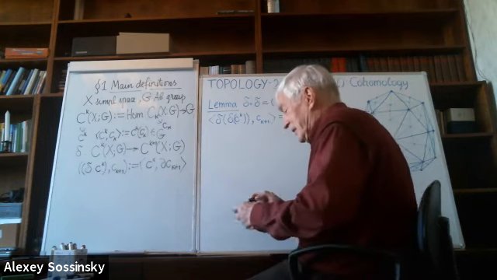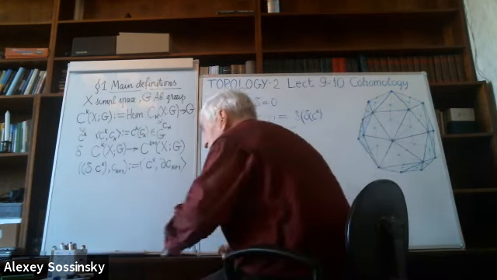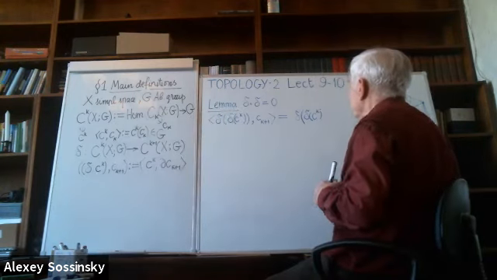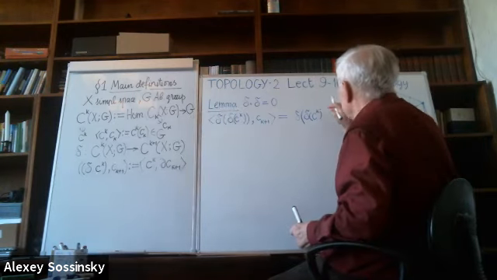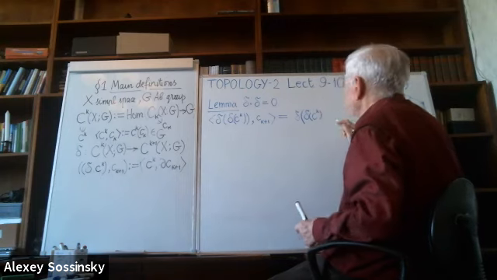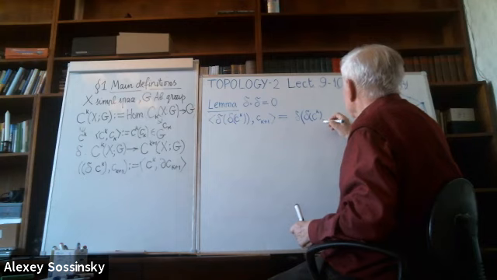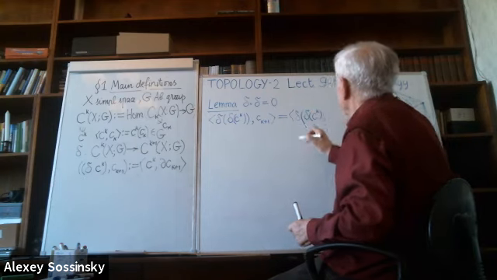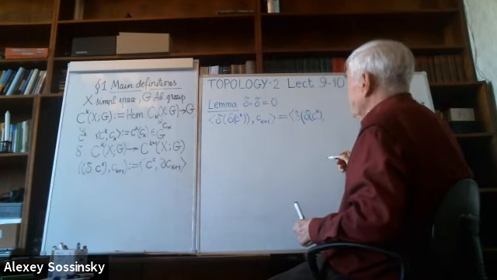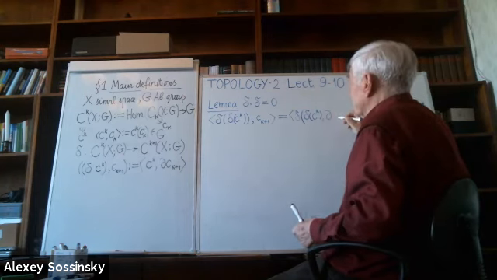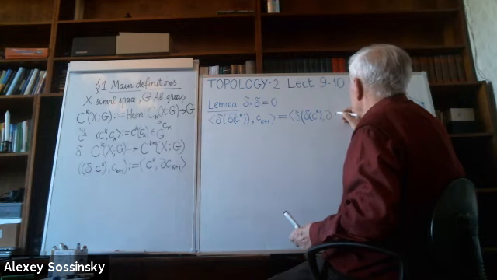So I'm coming back to this item here. So this is by definition equal to the boundary of c_(k+1).